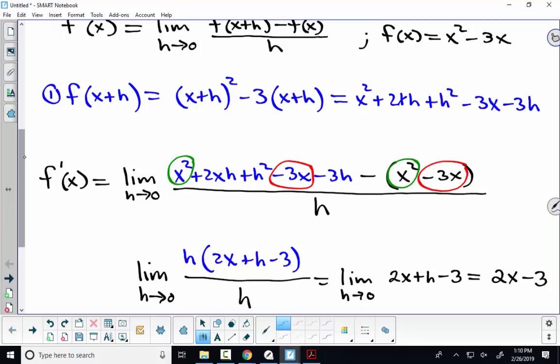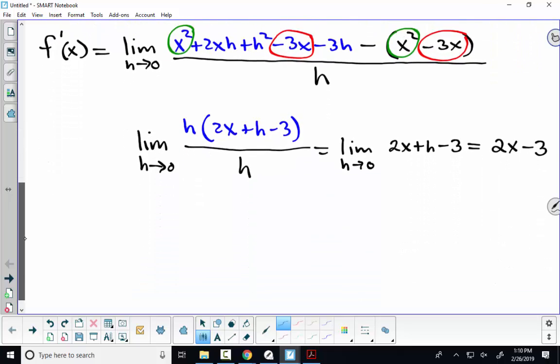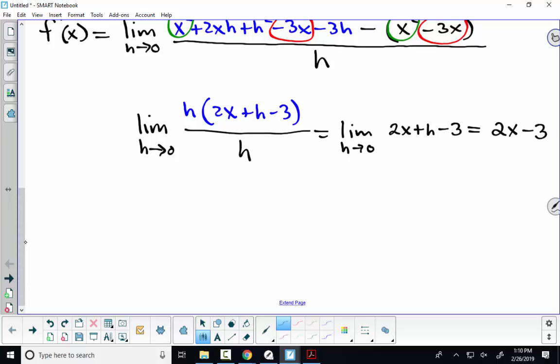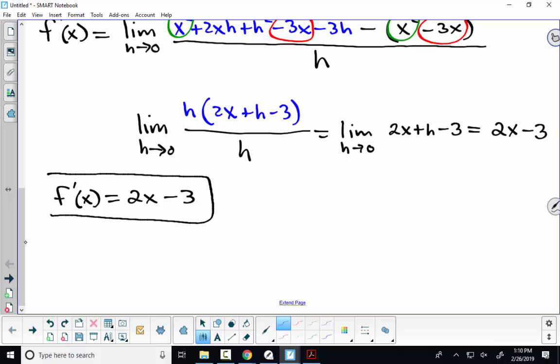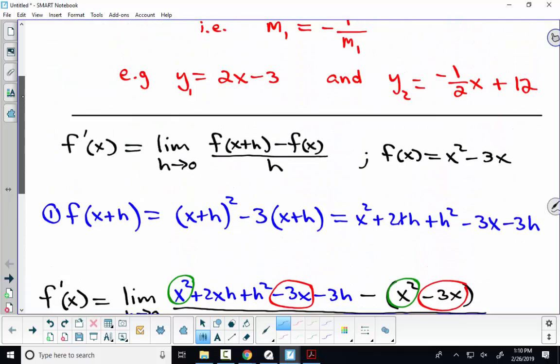When we're asked to use the definition of the derivative, we get 2x minus 3. And remember, what that gives us is the slope of the tangent line at any x, or at any point on the original function x squared minus 3x. So that's part of our computation, but we were asked to find the slope of the tangent line at the point (5, 10).